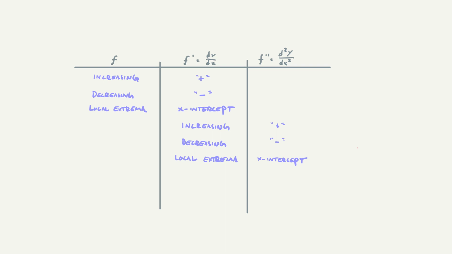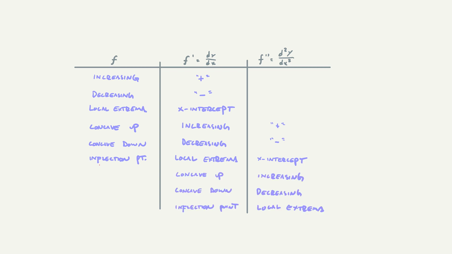So let's go ahead and add this to our table. We just figured out that when f double prime, the second derivative, is positive, that correlates to when you have concave up. When it's negative, that correlates to when the original f function has concavity down. And when there's an x-intercept for the second derivative, that correlates to where you have an inflection point, where it's changing its concavity. And then we could, again, copy-paste this same sort of thing.